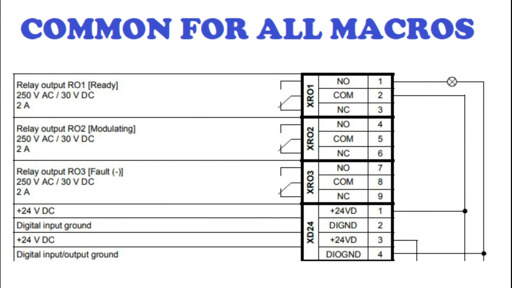Here you can see the three different relays. First one is ready, RX01. Similarly RX02 if the drive is modulating or running, and RX3 in case of fault. So all these three indications are taken outside to the external relay, and those relays will feed to the PLC through hard wiring, and from the PLC it will go to SCADA through fiber optic cable.